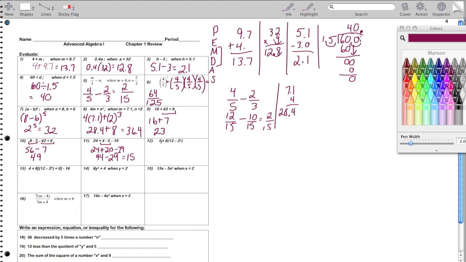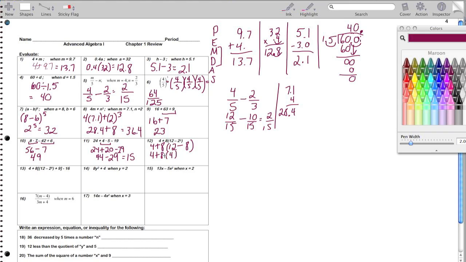Number 12: 4 plus 8 times the quantity 12 minus 2 to the third. First we want to do what's in parentheses. Now inside parentheses we restart our order of operations, so we're going to do the exponent. 2 to the third is 8. I continue to work within my parentheses, simplifying that to 4.